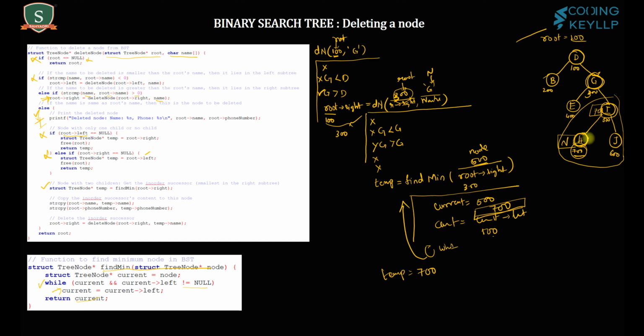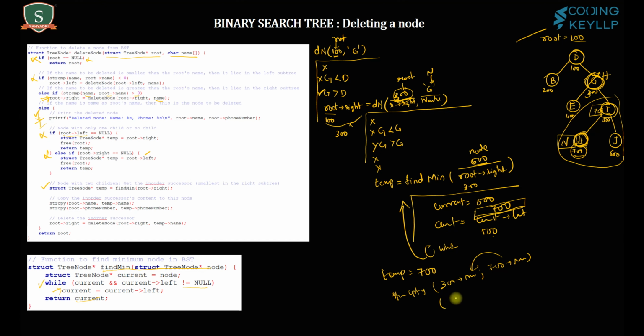That means we need to copy the value of 700 name to 300 G value and delete this 700. That is the next step that we are going to do. If you observe, string copy root name. So what is the root value here? Root value is 300 name, 700 name. That means we are copying 700 name to 300 name. 700 name is what? H. We are copying H to the 300 place.